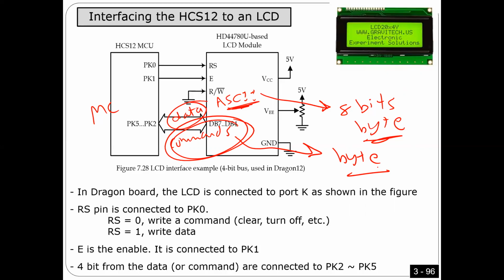If I want to display hello, I have to send a byte for the ASCII of H, then a byte for the ASCII of E, then a byte for the ASCII of L, and so on. It has to be byte by byte. For every character, you send the ASCII of that character, which is a byte. So what we are going to send here, either data or commands, should be a byte.